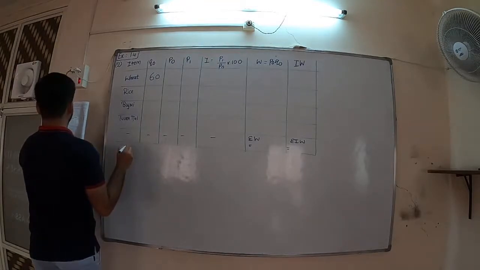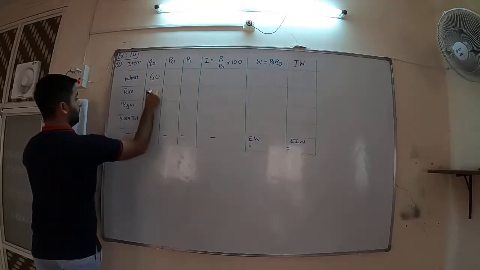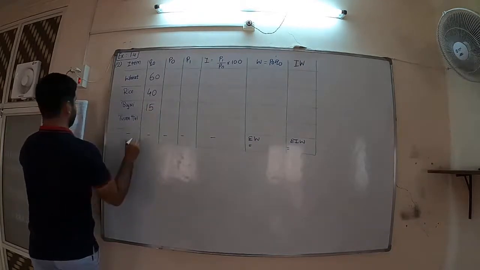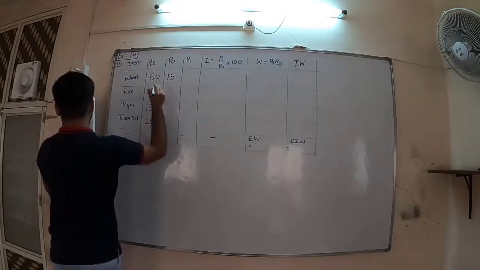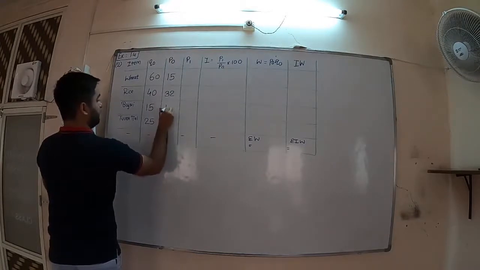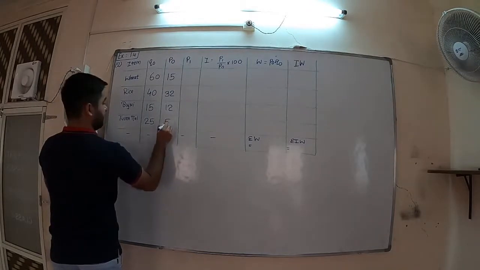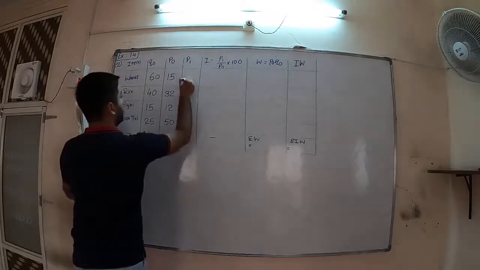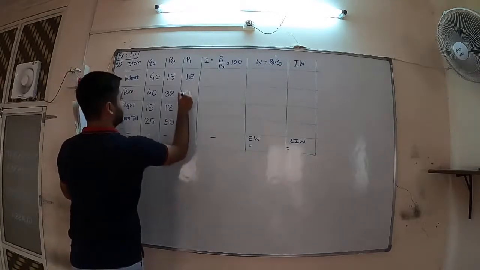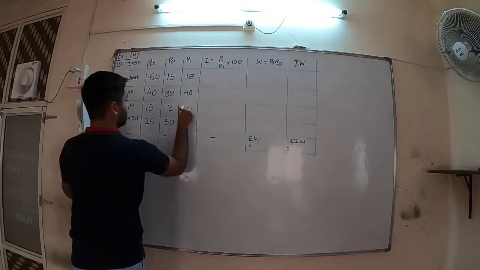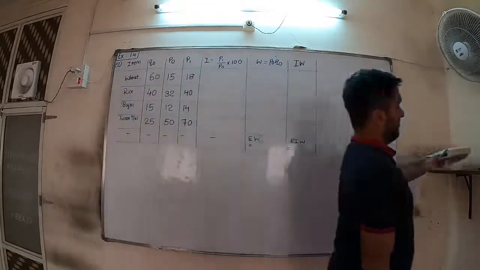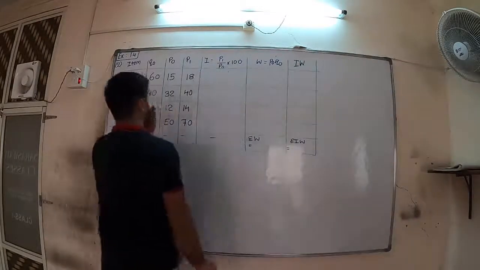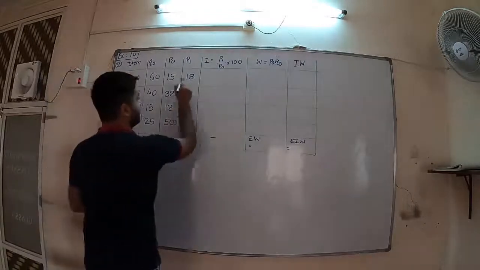60, 40, 15, 25, 15, 32, 12, 50, 18, 40, 14, 17. Now first we will calculate about I index number.